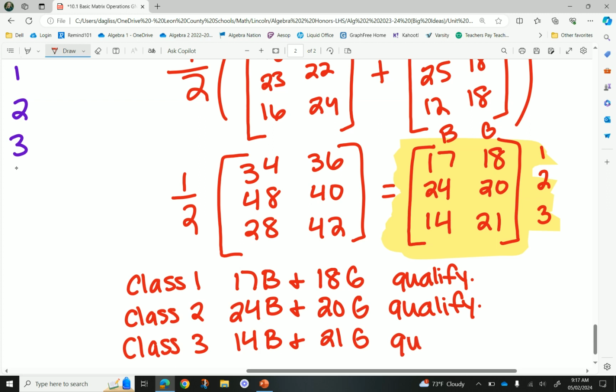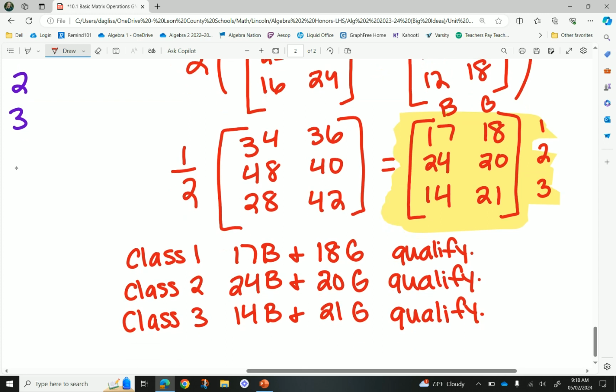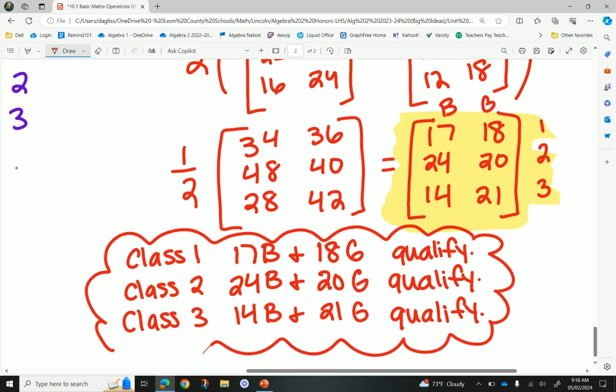So make sure you know what your math is representing, especially with matrices, because they are representing something, okay? Does it kind of give you a sense of like two-way frequency tables? A little bit? So kind of the same concept there. We're just making them into matrices and we get to do operations with them. Yeah? Good job.